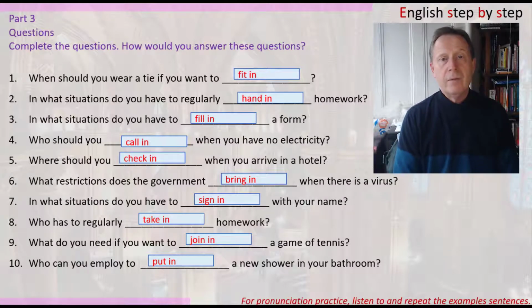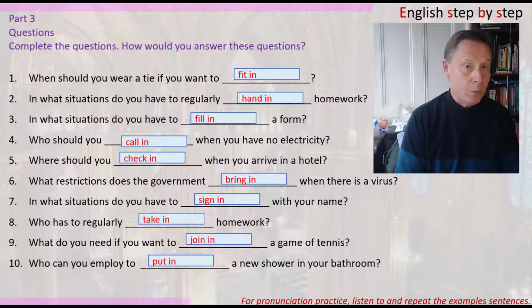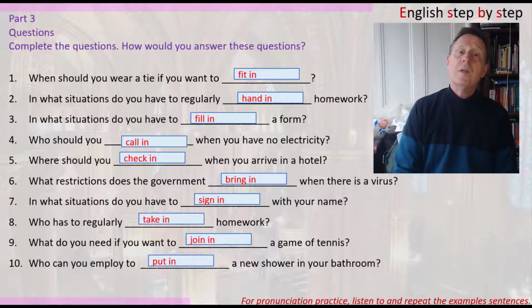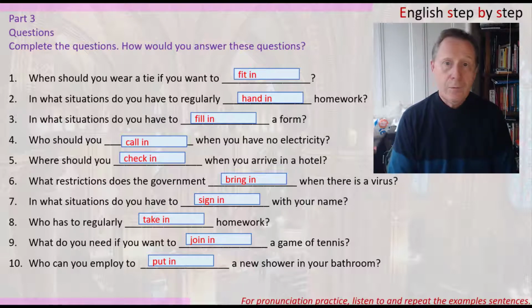So the second part of this exercise was to think of ways to answer these questions. So let's do that now. Number 1, when should you wear a tie if you want to fit in? Well, often companies, particularly lawyer companies, for example, law companies, you have to wear a tie because that's the company policy. But also situations like weddings and funerals where you have to dress up formally.